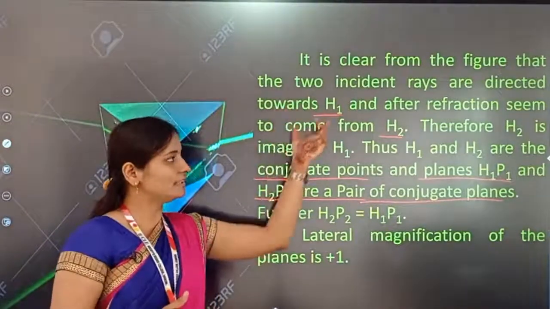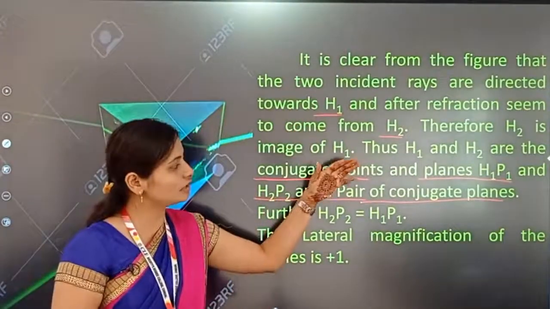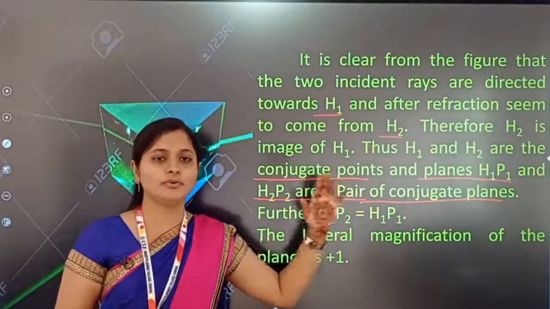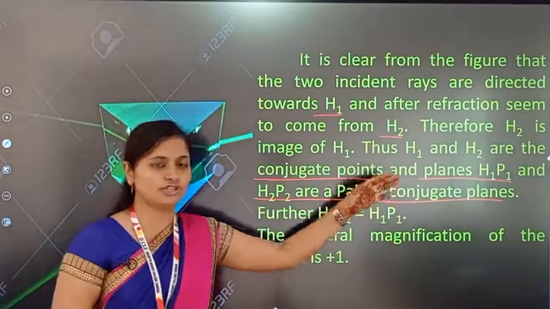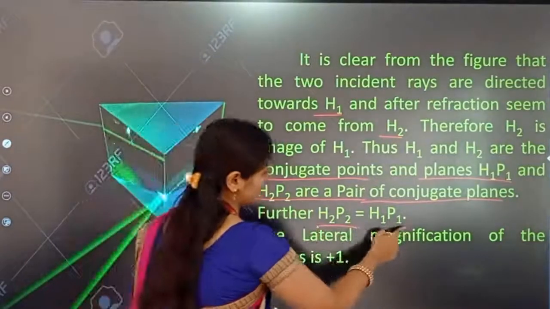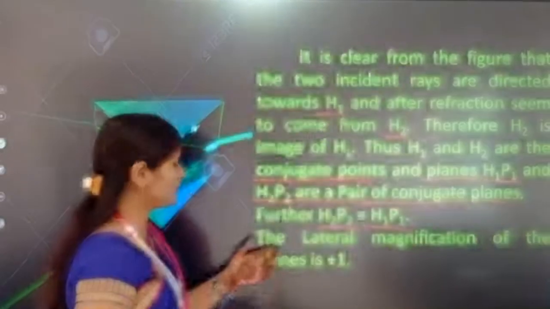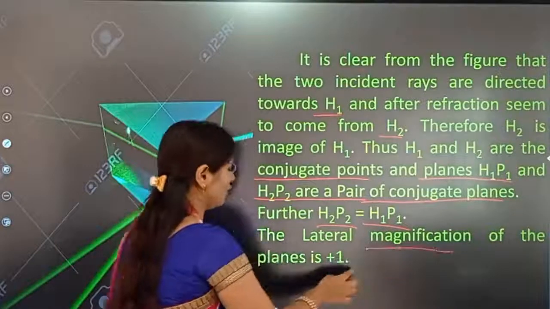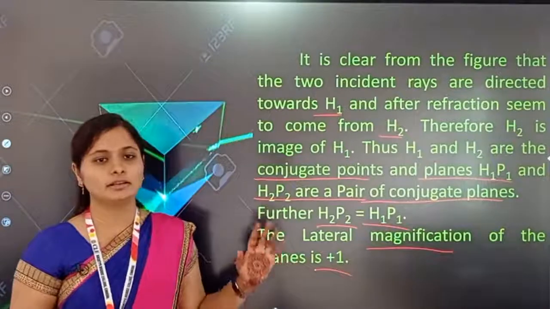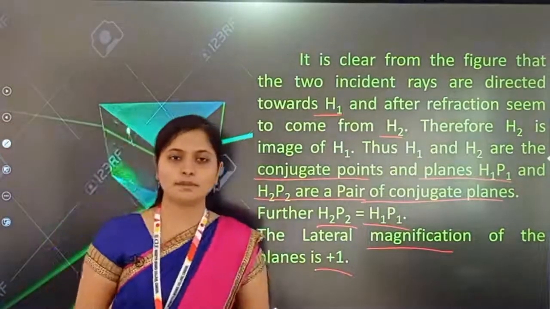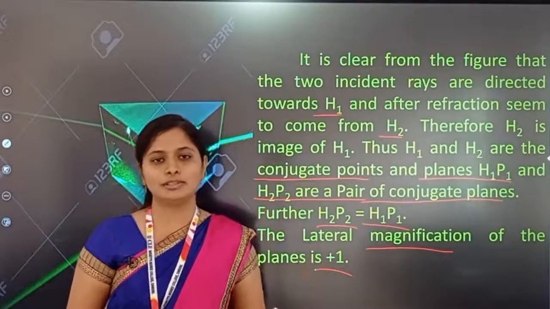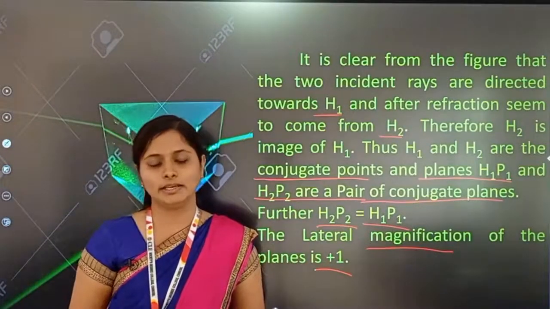So after this we can conclude that H1 and H2 are the conjugate points and planes H1 P1 and H2 P2 are the conjugate planes. So further, H2 P2 is equal to H1 P1. Therefore the lateral magnification of the plane is +1. So this is the explanation of the principal planes and the principal points. We will continue this topic in the next class. Thank you.